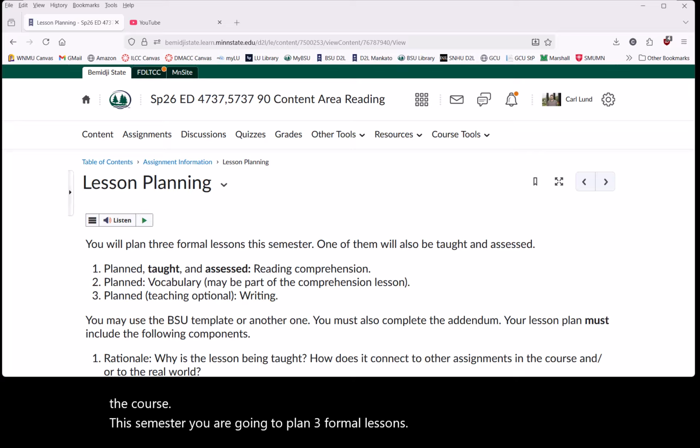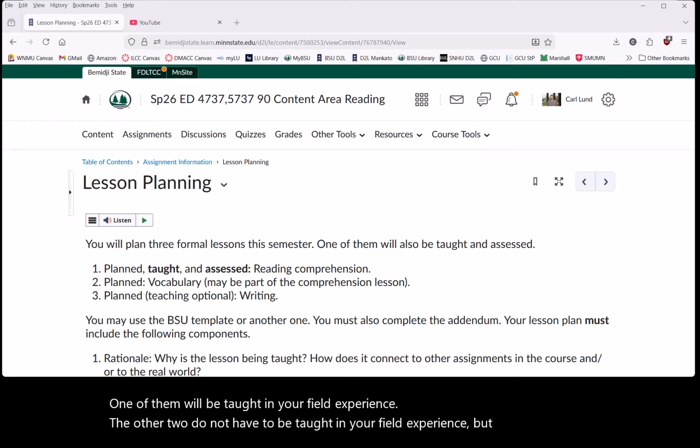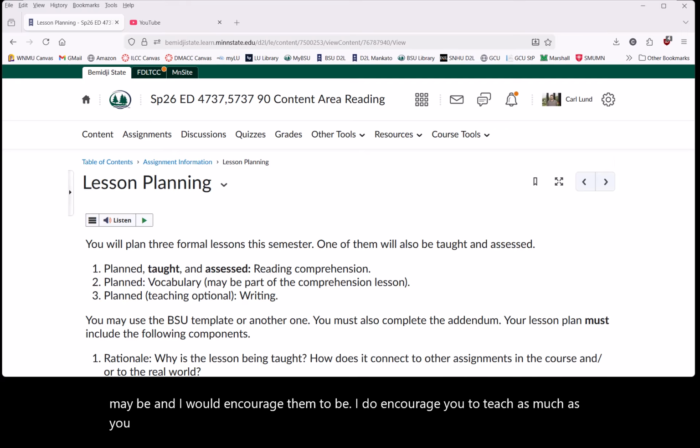One of them will be taught in your field experience. The other 2 do not have to be taught in your field experience, but they certainly may be. And I would encourage them to be. I do encourage you to teach as much as you possibly can in your field experience.